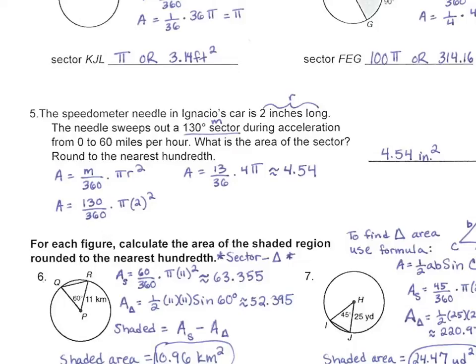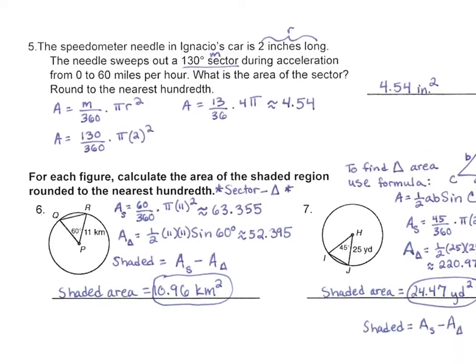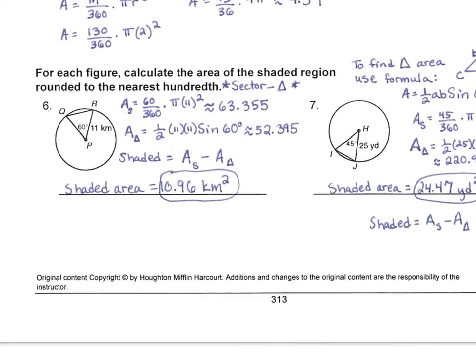For numbers 6 and 7, these problems are a little more involved, so I wanted to look through those with you. We're calculating the area of the shaded region. The shaded region is just like the crust of this little wedge of pizza here. It's hard to see. You can probably see it on your paper copies better, but when they talk about the shaded region, they're talking about just this part right outside the triangle, but still inside the circle.